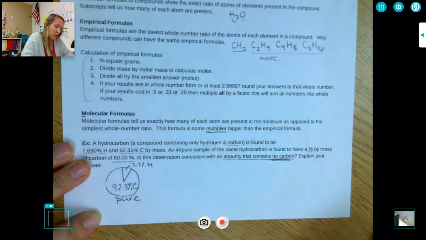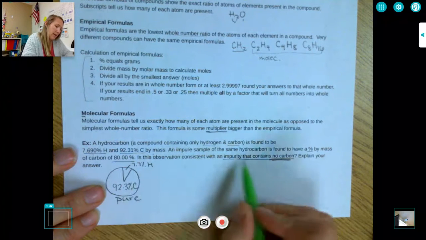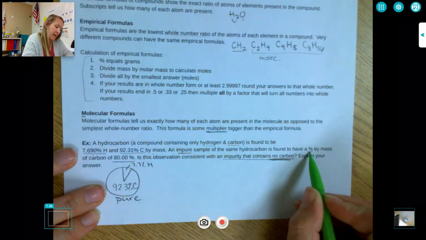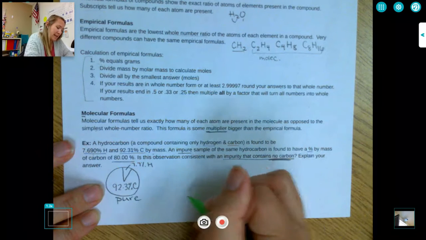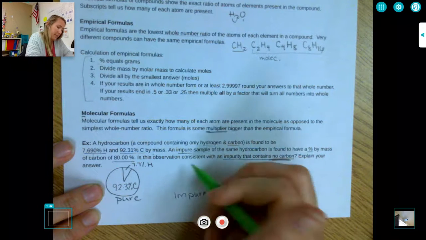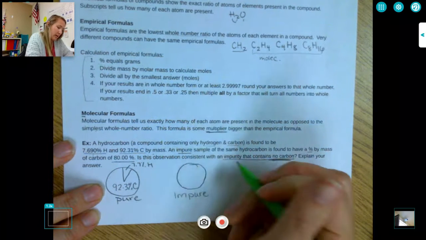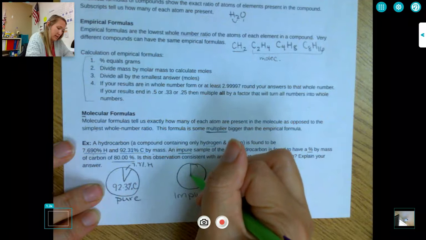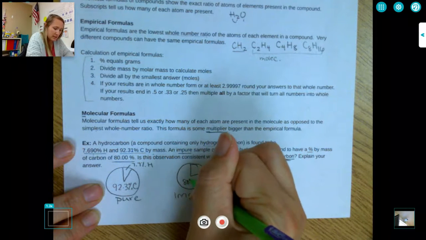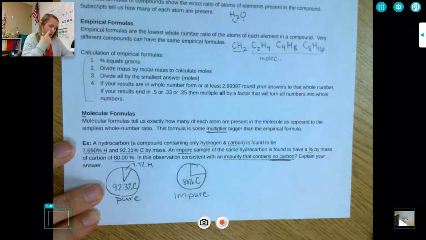and the rest, 92.3%, is carbon. Okay, and then an impure sample is found to have a percent by mass of carbon that's 80%. So impure, I find that it has 80% carbon.